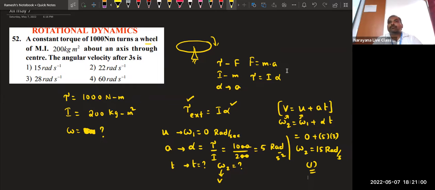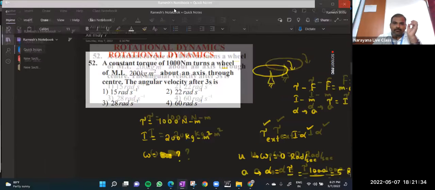Sir, a constant torque of 1000... Sir, why are we assuming the initial angular velocity is 0, sir? He did not give the initial angular speed, no? A constant torque turning a wheel of moment of inertia, something is given. Just now only constant torque applied. So just now what is the initial angular speed? 0 only, na? Everyone understood or not understood? Yes, sir.